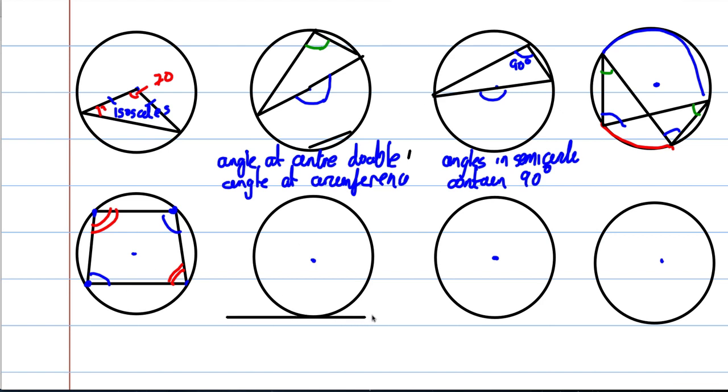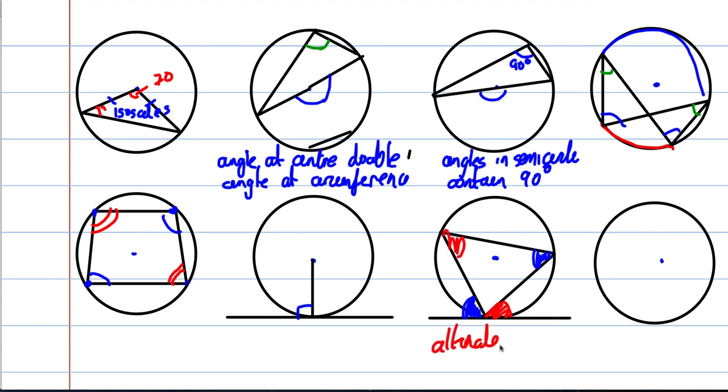Next one we should know, when a tangent to a circle, a line that just touches a circle, meets a radius, they meet at 90 degrees, as follows. Next one we should know is the alternate segment theorem. If you've got a tangent to a circle and it meets a chord, so the tangent's meeting the chord here, this entire angle is always equal to the opposite angle in the shape formed, and similarly this angle here would equal this angle here. So this is called the alternate segment theorem.